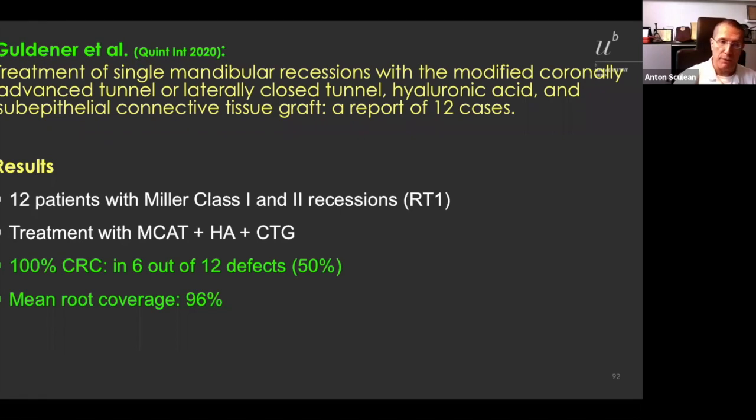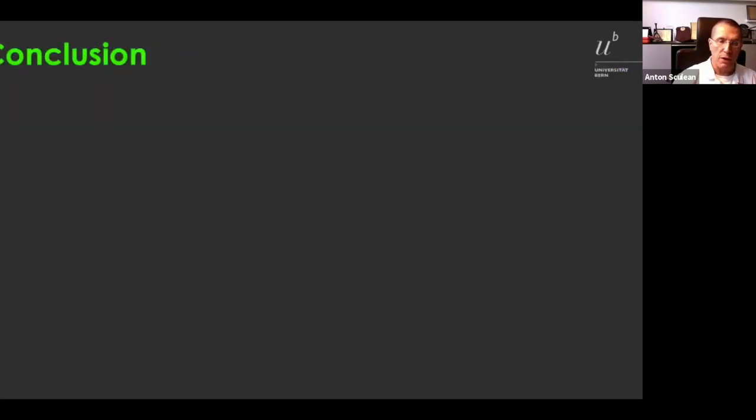And then a second paper will appear, I think in the next 1 or 2 weeks. Just send me a message and I can send you the copy of the paper. And there we analyzed the outcomes in multiple defects. And also there we found more than 90% complete coverage. So, dear colleagues, let me come to some conclusions.